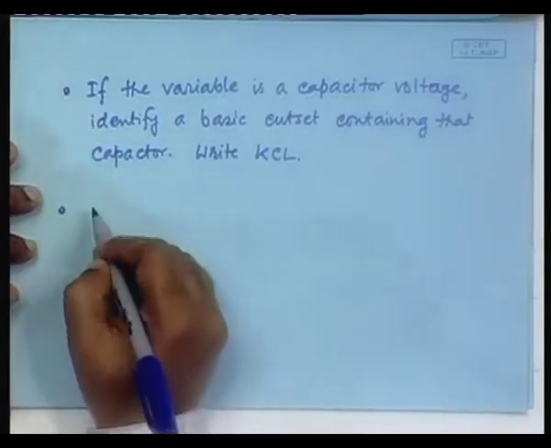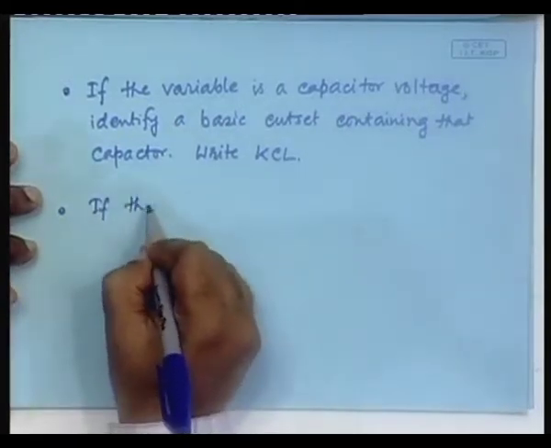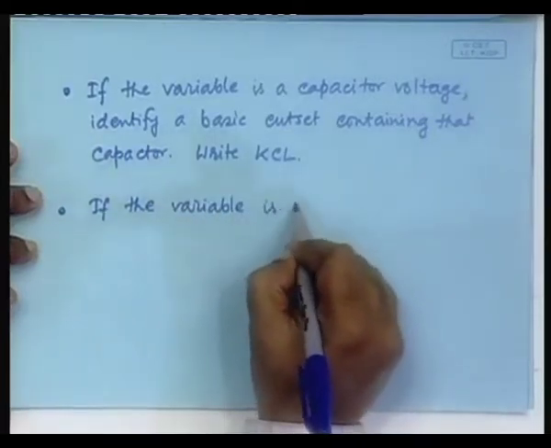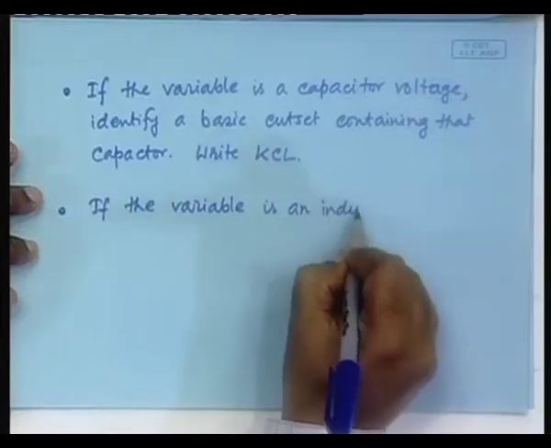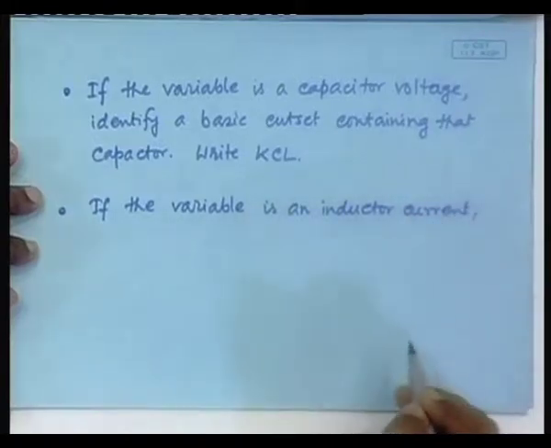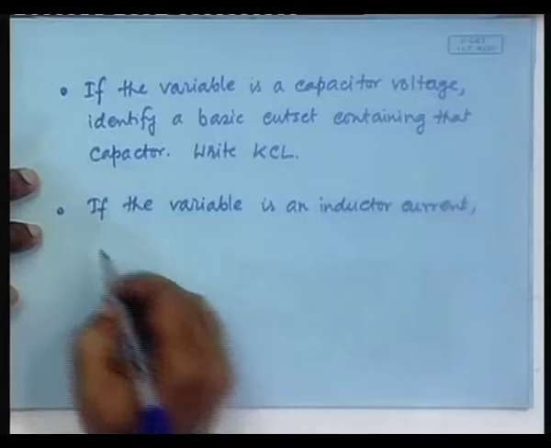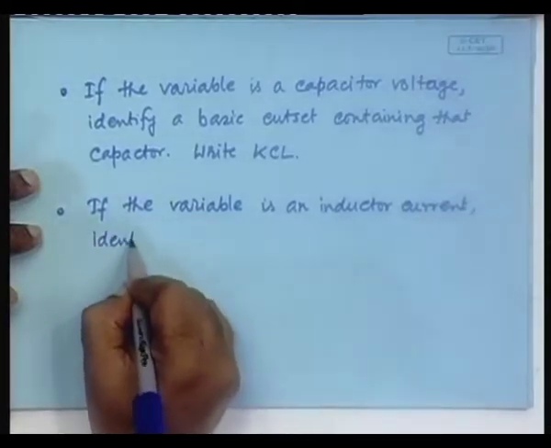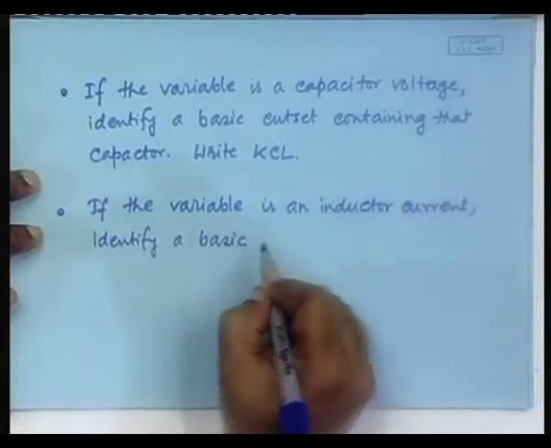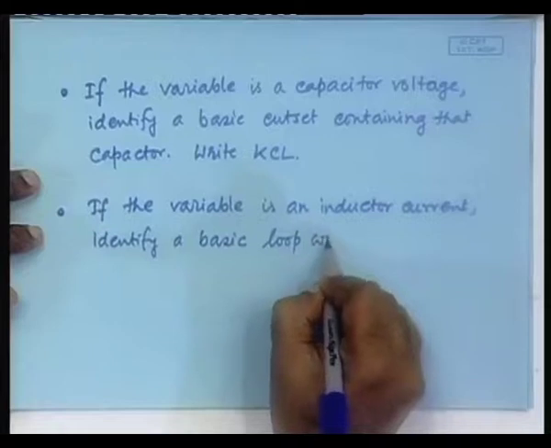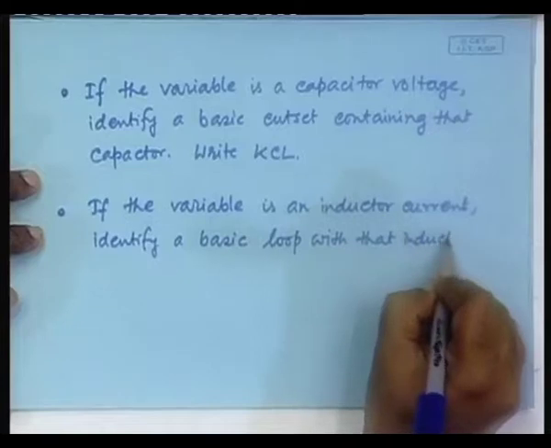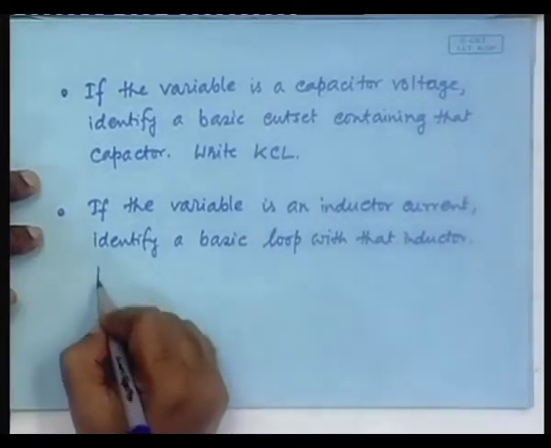Second point, if the variable is an inductor current, identify a basic loop with that inductor.